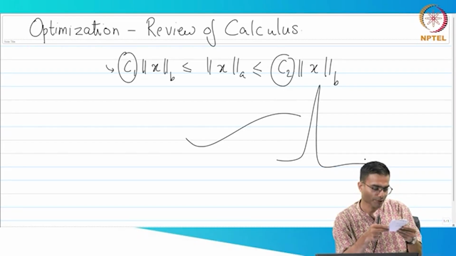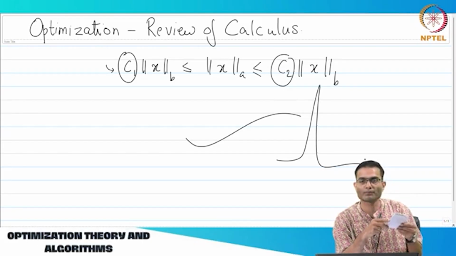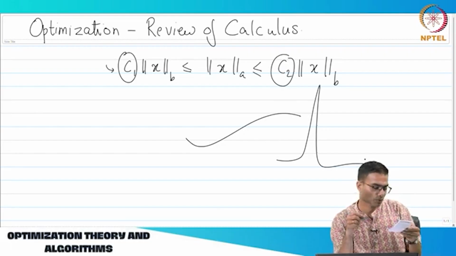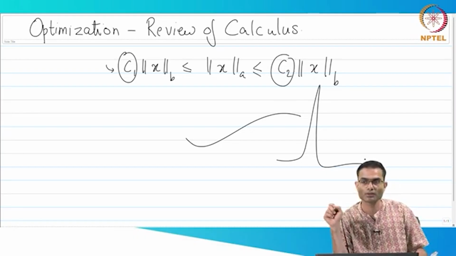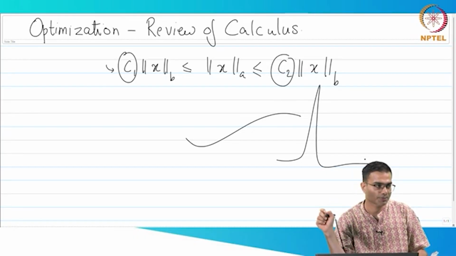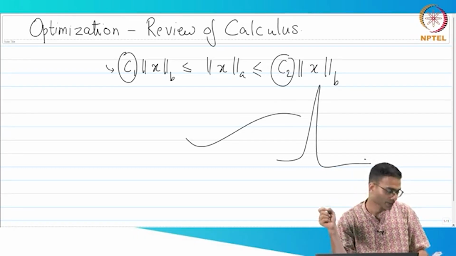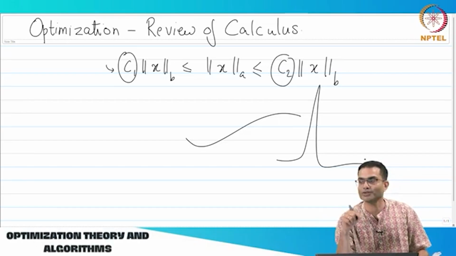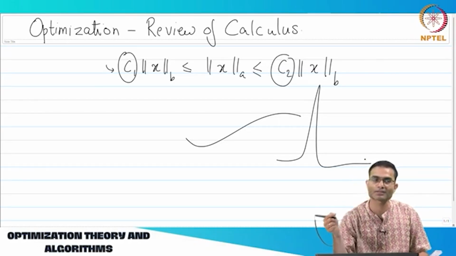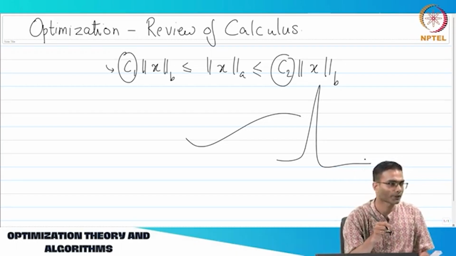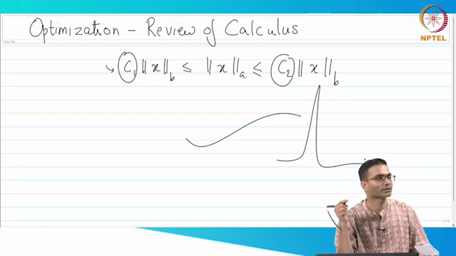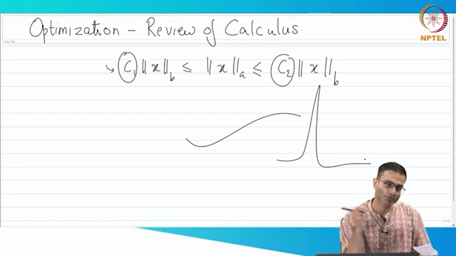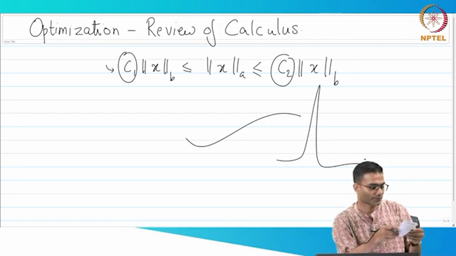In the example we took, which was root of 1 minus x square, we showed that the function was uniformly continuous, but it was not Lipschitz continuous, right? The question is, what about the other way? If I show a function to be Lipschitz continuous, does it imply that it is uniformly continuous? We won't prove it, but there is a theorem which says yes, every function that is Lipschitz continuous is also uniformly continuous.